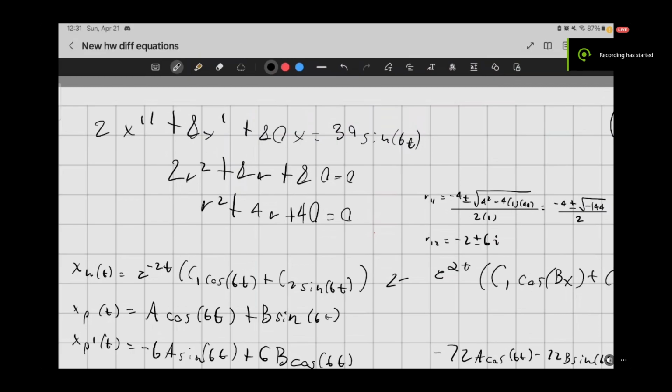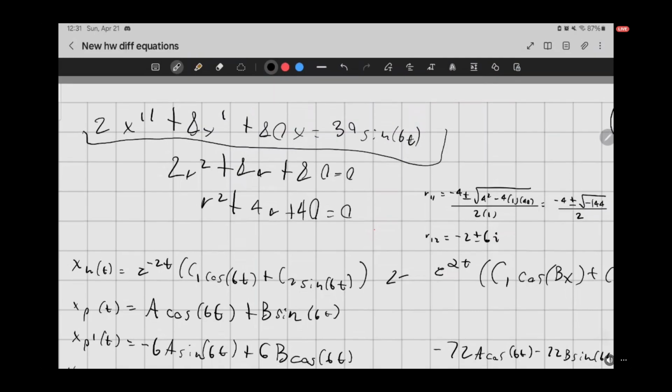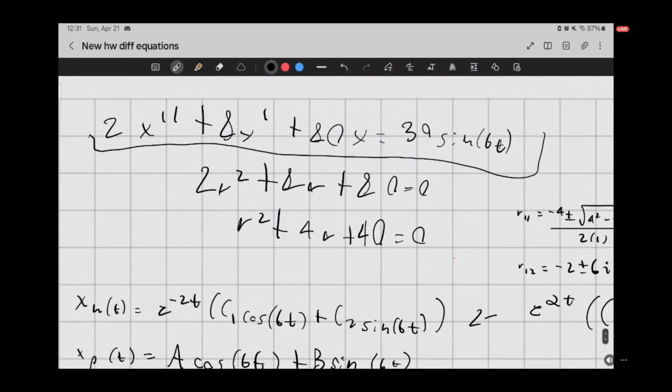Today I will be solving problem 1 of homework 2.6. We have our second order differential equation, non-homogeneous. And the first step for this is solving the homogeneous equation. We're going to treat this second order differential equation like a polynomial, as seen here, and we're going to find its roots.